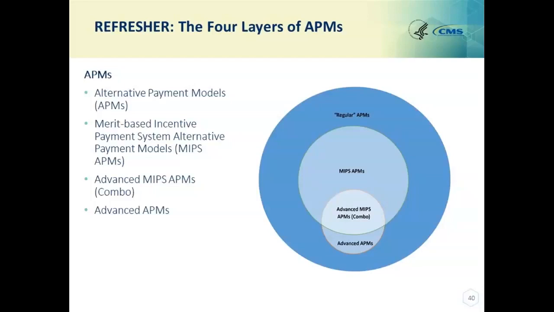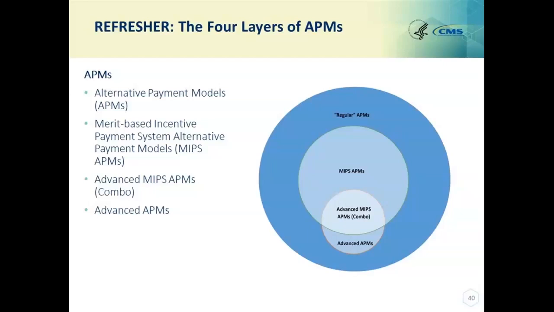What does that mean? That APM has participants that are still going to be scored under MIPS, but they do work in an alternative payment model. The next bubble underneath, it's a smaller bubble. It's the advanced MIPS APMs. Well, we don't like to say that because it adds a little bit of confusion and complexity that I like to clarify very quickly. In order for me to do that, I must go underneath it to the advanced APMs.